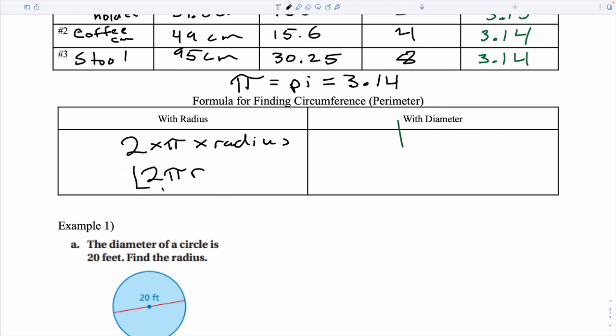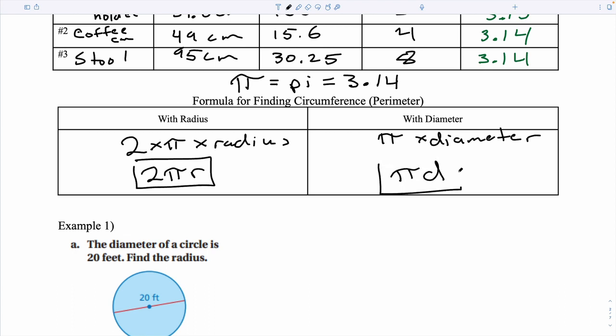That's the abbreviated version. To find the circumference, if you're given the diameter, you're going to multiply pi times the diameter. You might see it abbreviated as pi times d. Like that. Alexis.